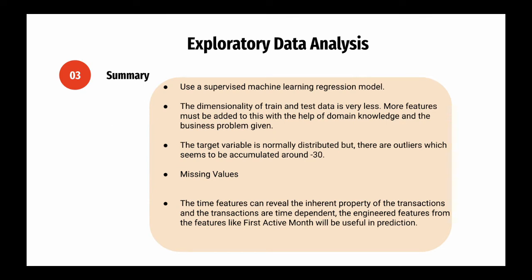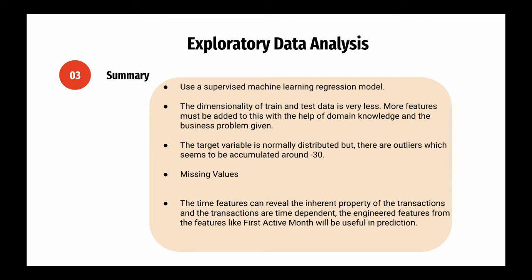In summary, we can conclude several ideas from the data analysis. Firstly, target variables are real numbers. It directly gives us the intuition that we have to go for a supervised machine learning regression model to solve this problem. Secondly, the dimension of train and test data is very small. That clearly shows that the information provided is not sufficient for training. More features must be added to this with the help of domain knowledge and the business problem given.